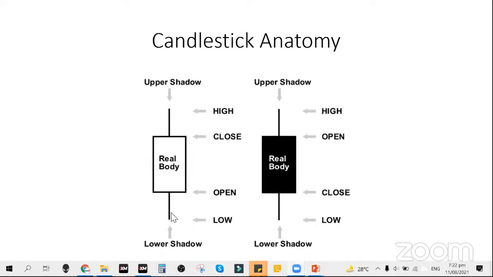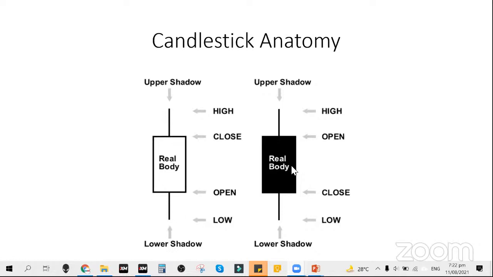Pwedeng bumaba siya hanggang dito sa pinakababa, and that will be represented by the low, no? Yan yung wick natin. Tapos yung high naman, yung pinakatuktok na tusok dyan, that's the highest point that price reached during that time frame. Okay. Pero hindi siya tumigil dun sa taas, hindi rin siya tumigil sa baba. At the end of the candlestick, it ended here at your closing price. So yun yung ating candlestick, no?